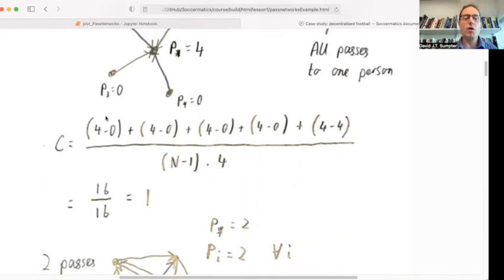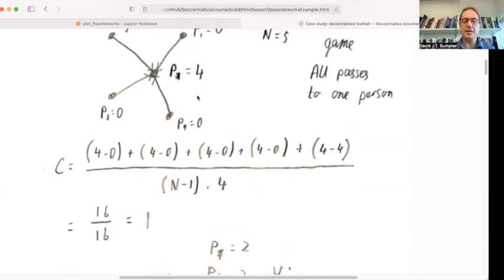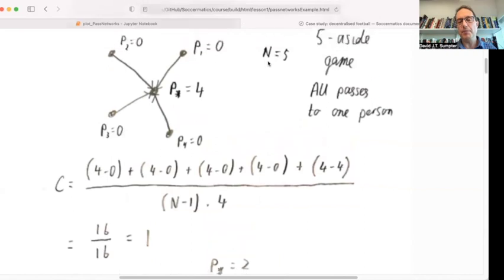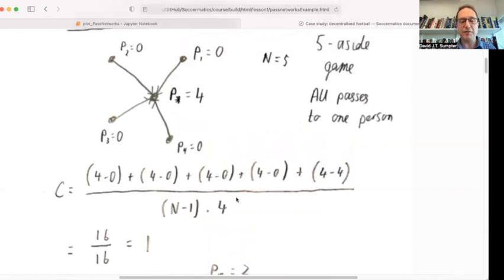Now, person one gets zero passes, so we have four minus zero. Person two has four minus zero. Person three, four minus zero. Person four, four minus zero. And person star, who's maybe the fifth person here, is four minus four. And then we divide by the total number of passes that were made in this particular sequence, which was four. And we also multiply this by n minus one, where n is the number of people. N is the five people who are playing in the five-a-side game.